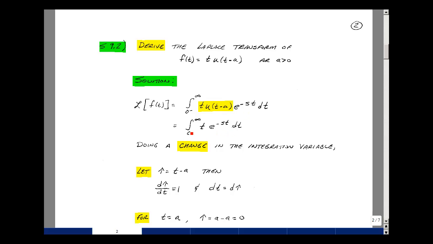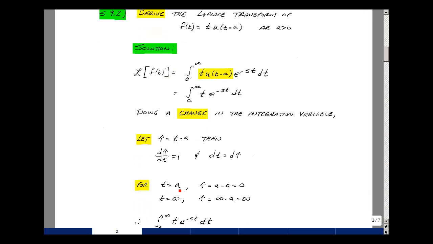I want to get this limit here to go back to 0. So let's do a change in variable. Let's let tau equal t minus a. Then the derivative of tau with respect to t is just equal to 1 minus 0. So then d tau is equal to dt. Let's fix up our integration limits. So when t is equal to a, then tau is equal to a minus a, or 0. And then when t is equal to infinity, tau is equal to infinity minus a, which is just infinity.